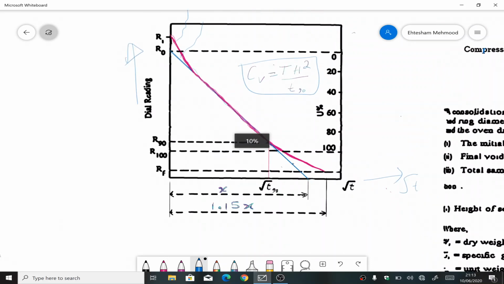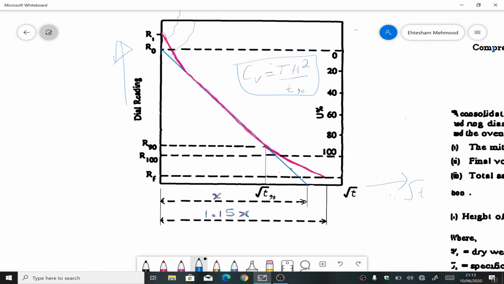So I simply plotted the deformation dial gauge reading along with the square root of t. Draw a straight line through the central portion of the curve like this one here. Wherever this hits the x-axis, we will note that distance as x. You see here this is the point where it is hitting the x-axis. Now take another point that is 1.15x, and mark that point here.